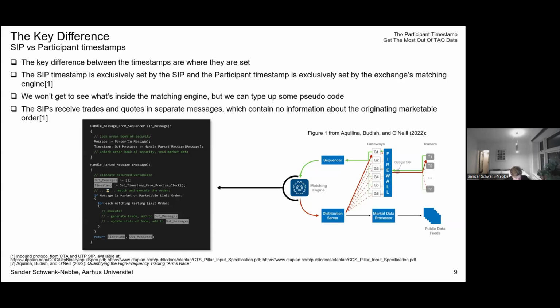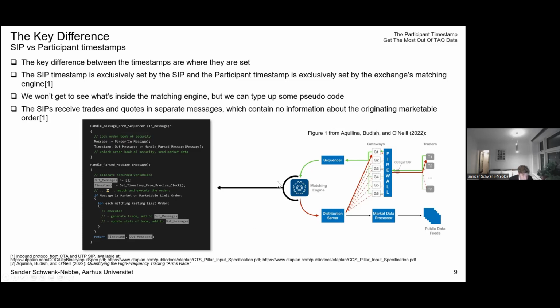Now, returning to the SIPs side, after the exchange's matching engine executes the order, the generated market data is sent to the SIP. But the SIPs receive trades and quotes in separate messages. Again, we know this from the inbound protocol. We also know that those trade and quote messages contain no information about the originating marketable order. So effectively, information about marketable order executions is lost when a message reaches the SIPs. But this entire argument, and I know it's a kind of a long argument, implies that we may be able to recover this information from the participant timestamps. And that is now what we are going to try and apply.